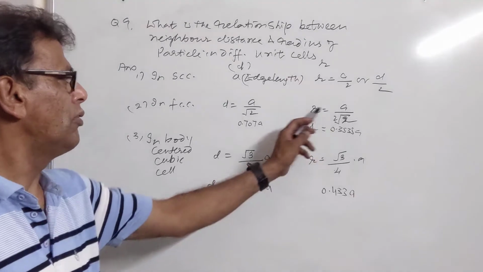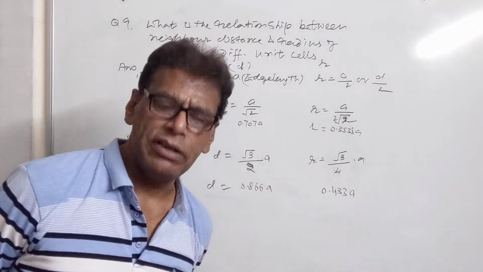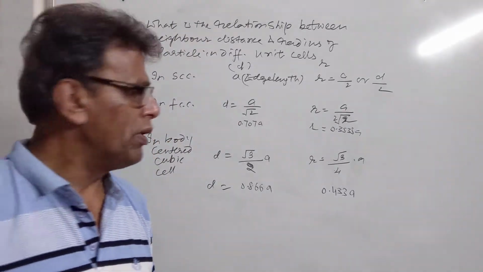You can be given A, and you can be asked to calculate radius in simple cubic cell, body centered cubic cell and face centered cubic cell.